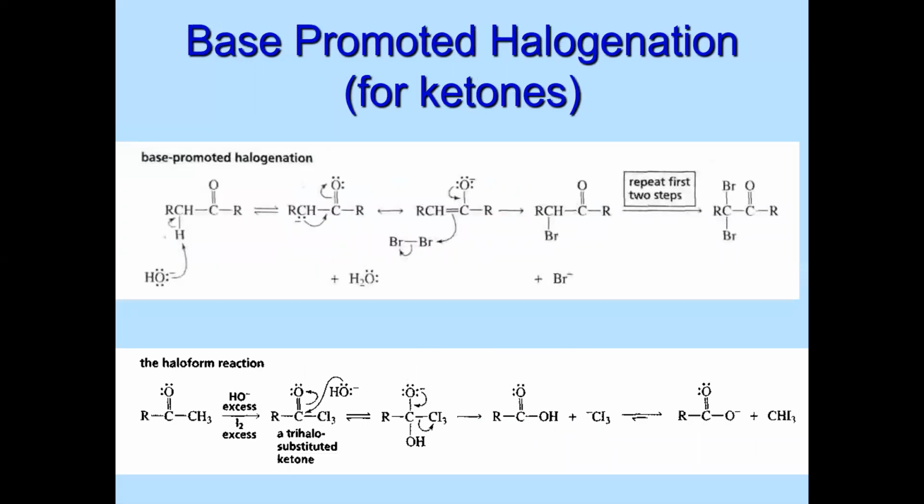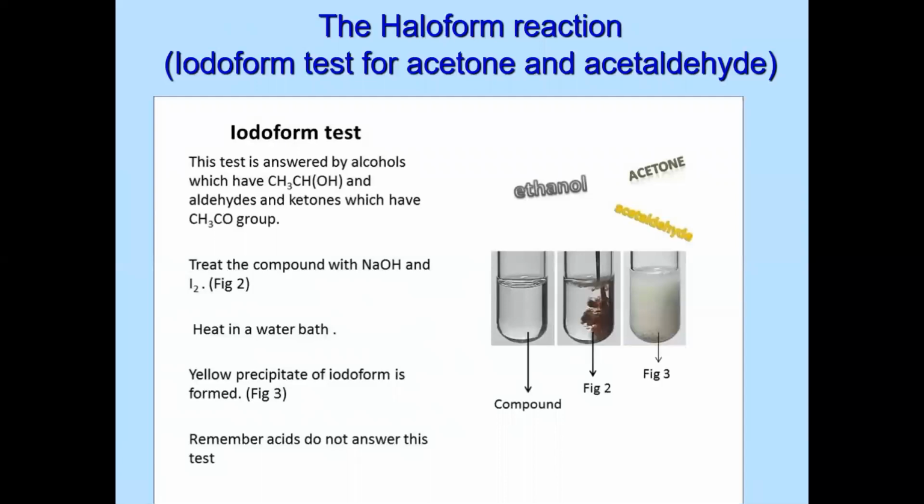Base promoted halogenation for ketones, the Haloform reaction. As example, you can see iodoform test for acetone, acetaldehyde, and ethanol, alcohol. This test is answered by alcohols, aldehydes, and ketones with specific chemical structure. After heating, yellow precipitate of iodoform is formed. Remember, acids do not answer this test.